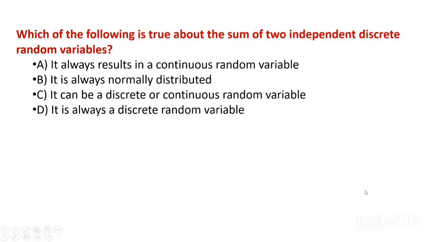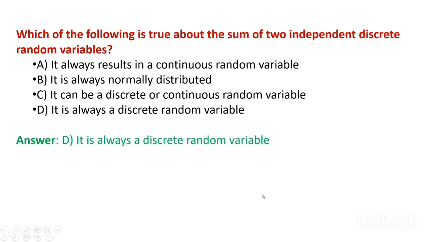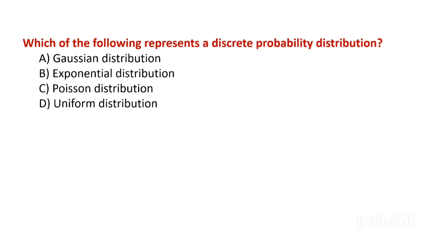Which of the following is true about the sum of two independent discrete random variables? We know that the sum of two discrete random variables is also discrete, so the correct answer is option D. Which of the following represents a discrete probability distribution? We have the Poisson distribution, which models discrete events that occur at a fixed rate, like the number of heads in multiple coin tosses, so the correct answer is option C.